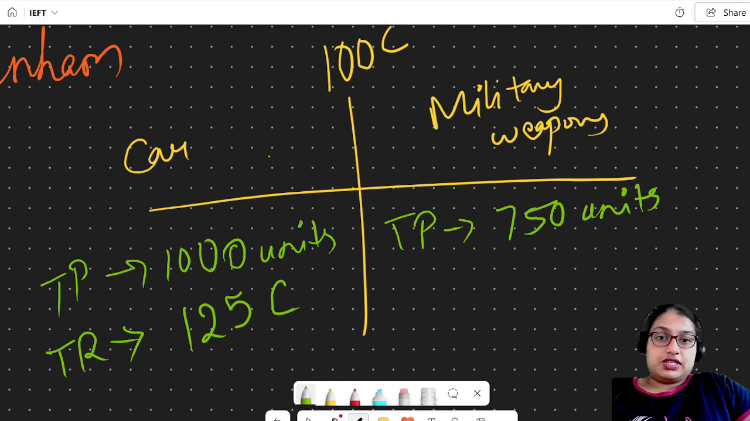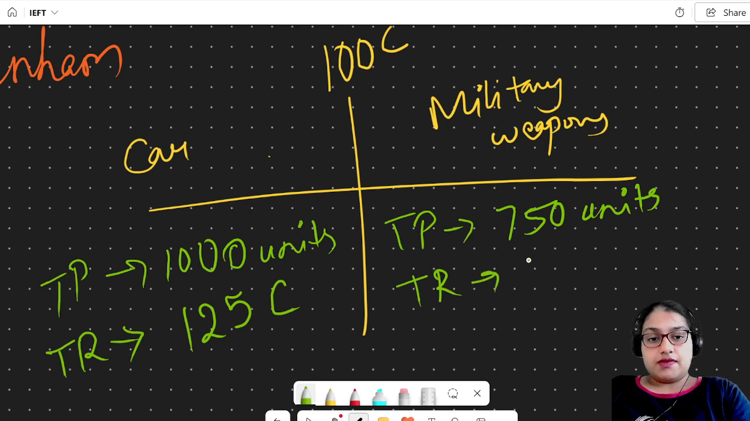125 crore. See, my budget is 100 crore, and the total revenue I've got is 125 crores. So how much do I have as profit? Yeah, I do have a profit. And how much is it? I have 25 crores as a profit, right? Now, in military weapons, the total revenue is 135 crore.